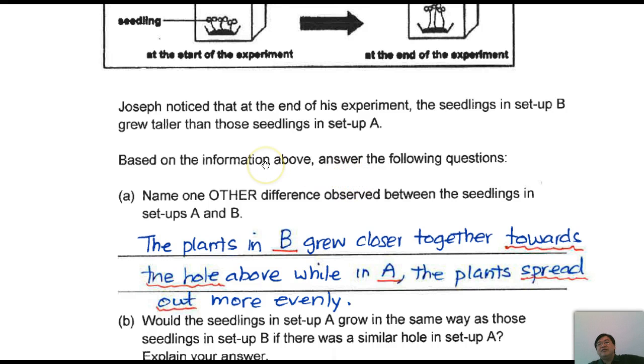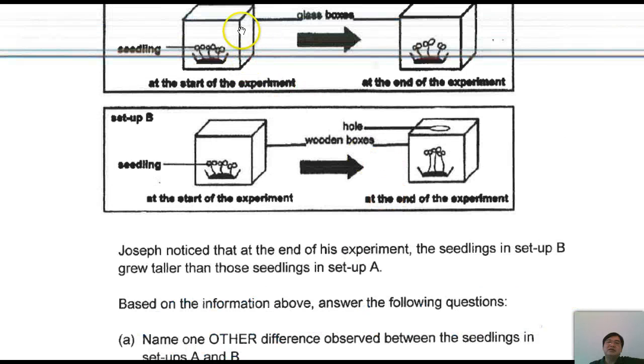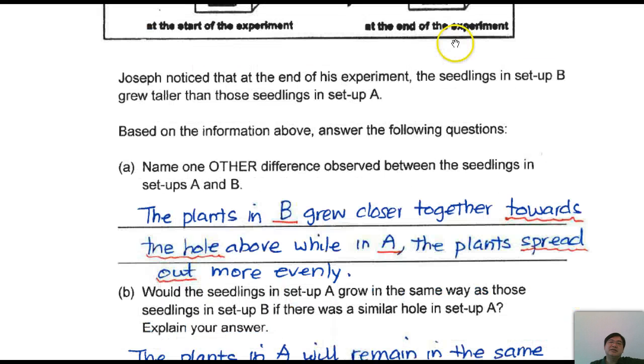But before that, based on the above information, answer the following questions. Name one other difference observed between the seedlings in setup A and B. Now, the plants in B grew closer together towards each other, and towards the hole. I think they grow taller. I can see this shorter, this taller towards the hole, while in A the plants still spread out more evenly. Why? Because they have the light everywhere. This one will try to go this side, this one will try to go this side. So there is no rush for them to rush into the light.